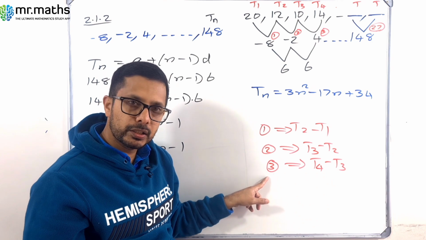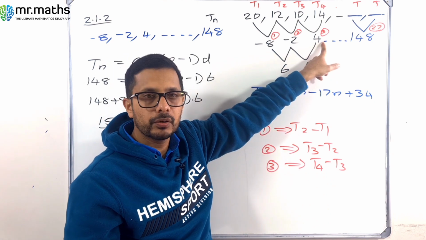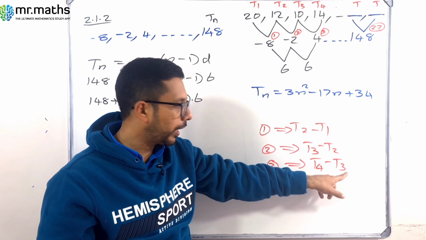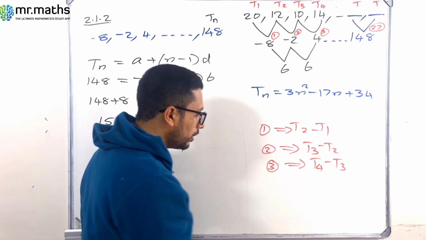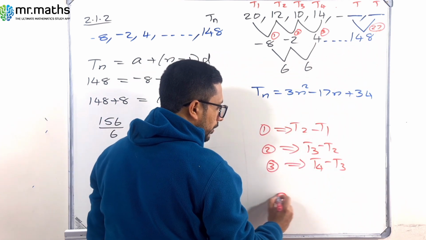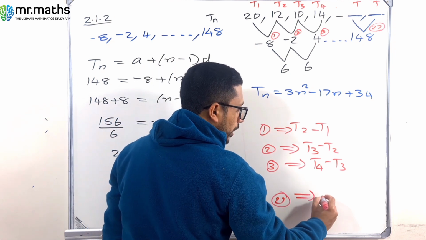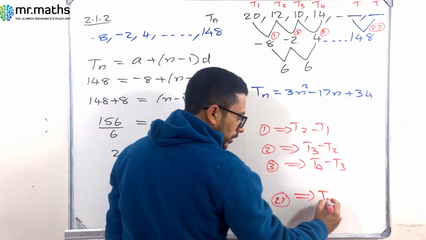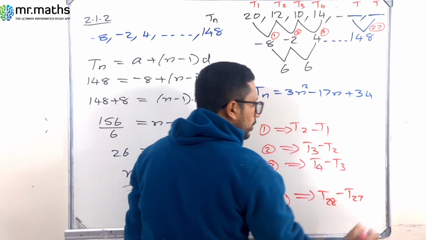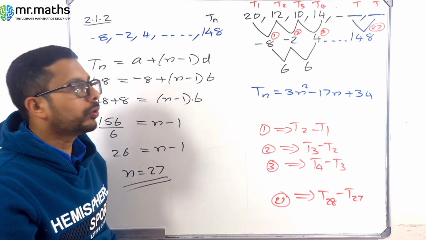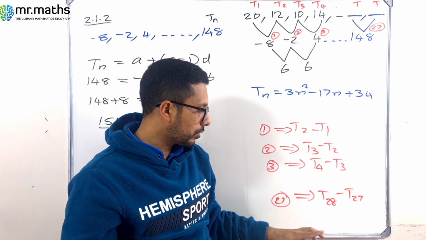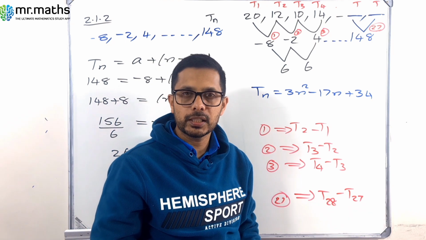When you want to find the third term, what you have to do? One more than these three, that is 4, T4 minus T3, am I right? Similarly, when you want to find the 27th term, how am I supposed to write? One more than this 27, that means T28 minus the same number T27. You understand? So it means that this 148 is the difference of the 28th and 27th term.